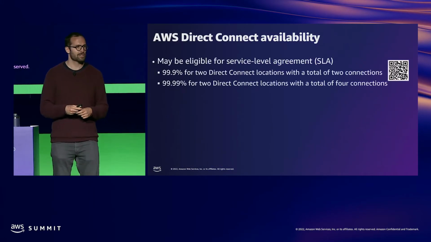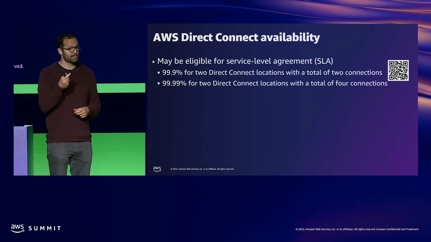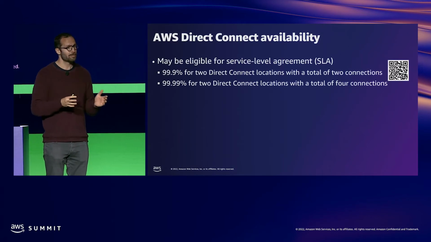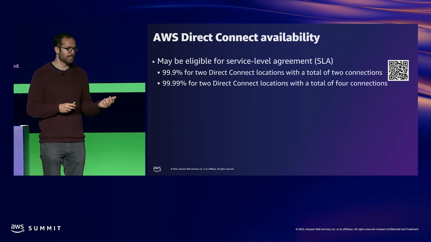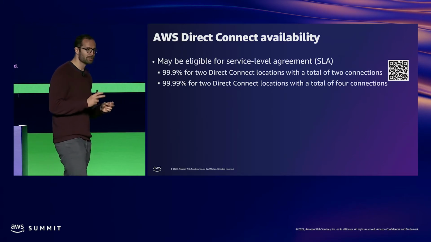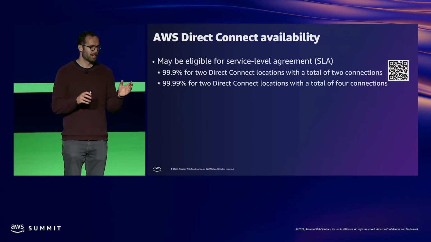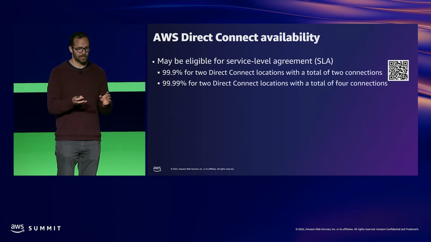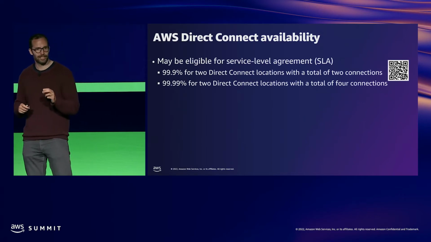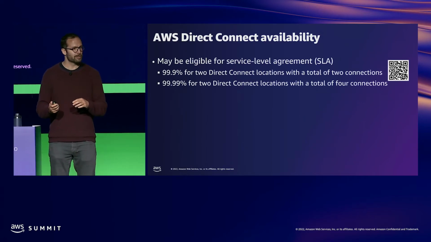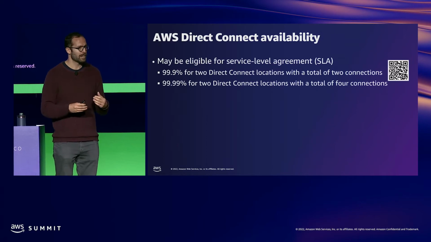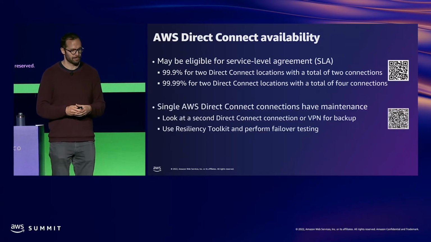So if we look closer at the availability, these models I've just shown you translate roughly to the SLA. So 2 locations with 1 connection in each is 3 nines. 2 locations with 2 connections in each is 4 nines. There is some caveat about which locations are used for which region, so have a look at the SLA to read the fine print. But in general, designing for 4 nines is when you have 2 locations with 2 connections.